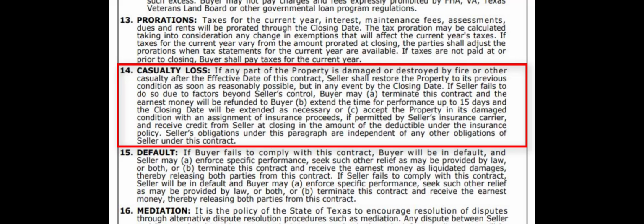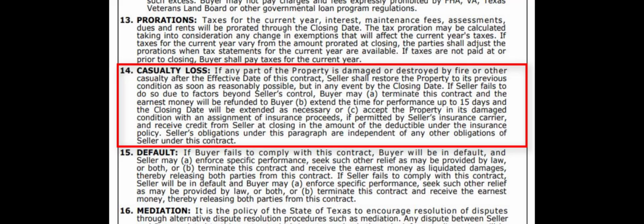If they can make it right by the closing date, great. If they can't, the buyer has these three options. They can terminate and walk away, which I think most buyers would probably give a seller some extra time to avoid, especially since their option as the buyer is to turn around and go find another house and put it under contract, which would probably take longer than 15 days. And so I think in most cases the buyer wouldn't terminate, but they do have the right to terminate if the seller can't make the repairs by the closing date.